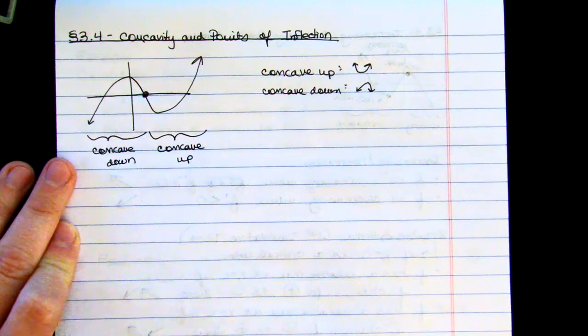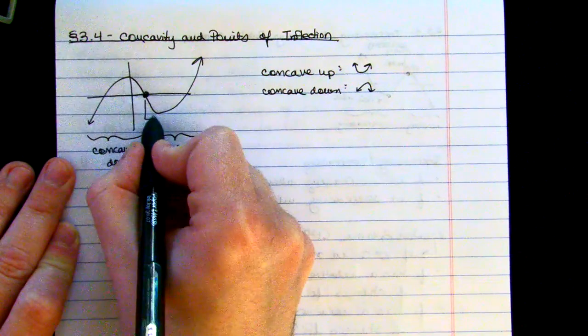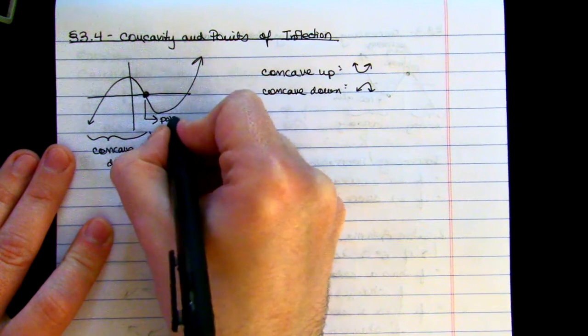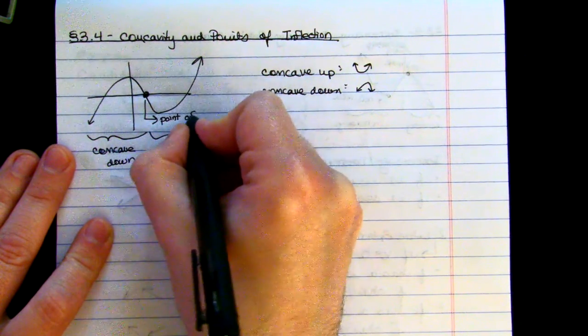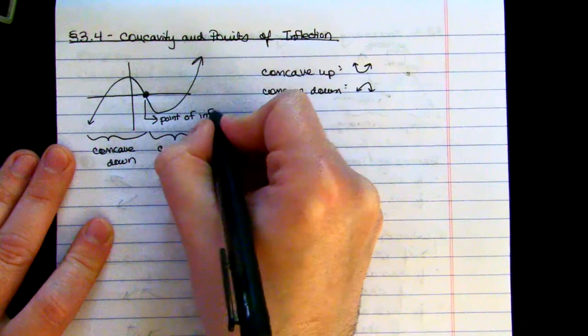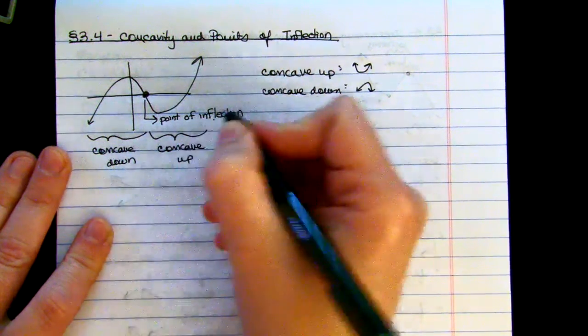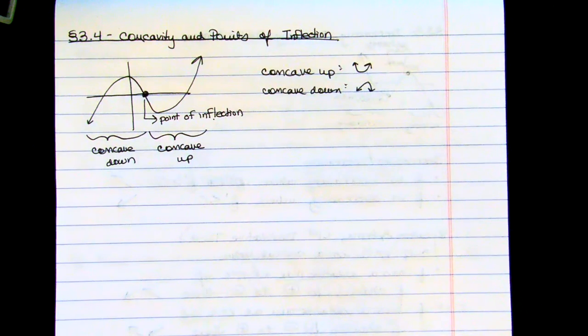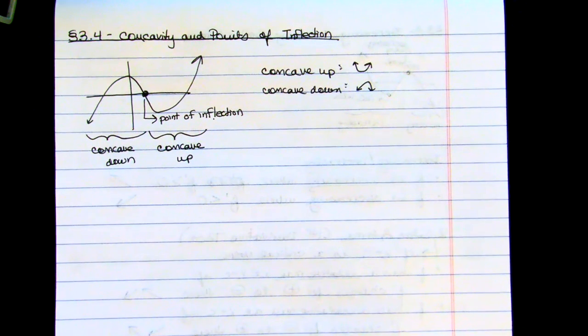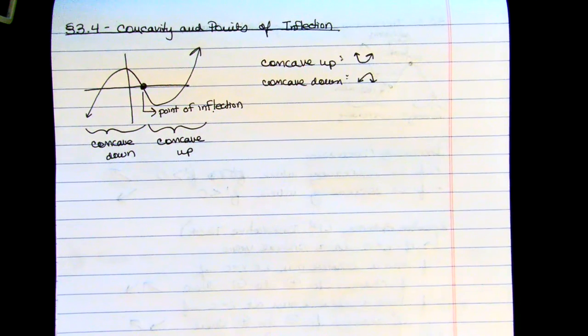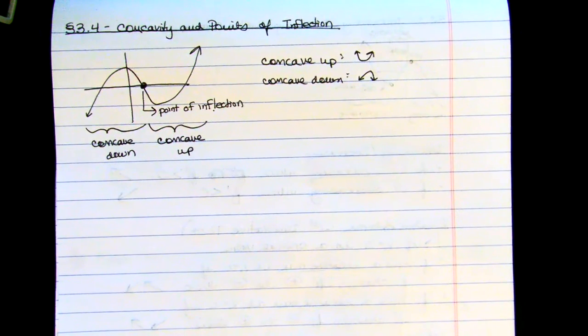That point where we change from one to the other has a special name, and we call that a point of inflection. Make sure when you write that you include an L in inflection, otherwise it means something else. Concave up looks like an upright parabola, concave down looks like an upside down parabola. Take a moment, get that copied down.